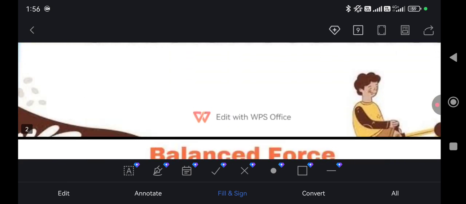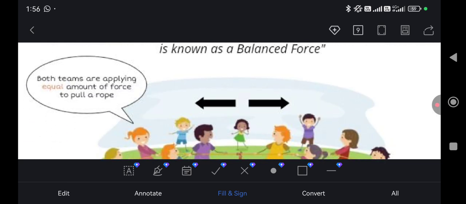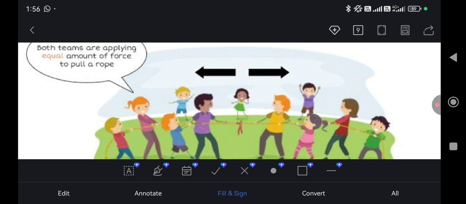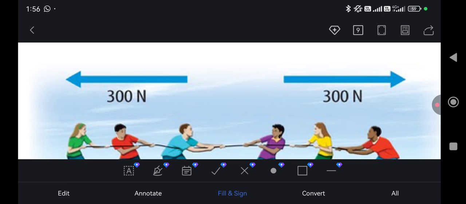Balanced force is a force which is having the same magnitude and opposite direction, known as balanced force. As you see here, in this game the two teams are applying equal force but in opposite direction, so they maintain balance. Here also the two teams are pulling a rope with equal magnitude, but the direction is opposite. So this is also an example of balanced force.